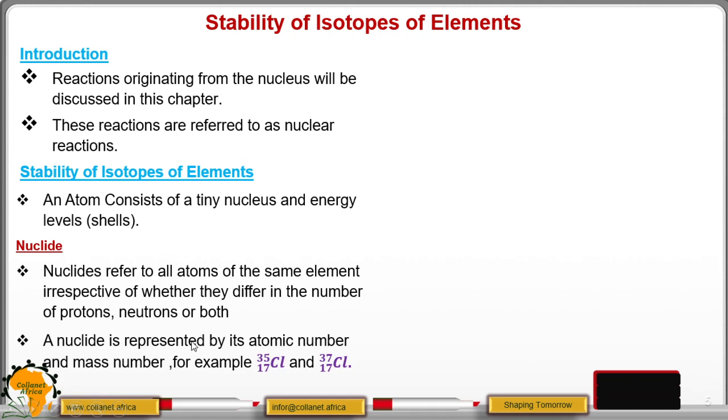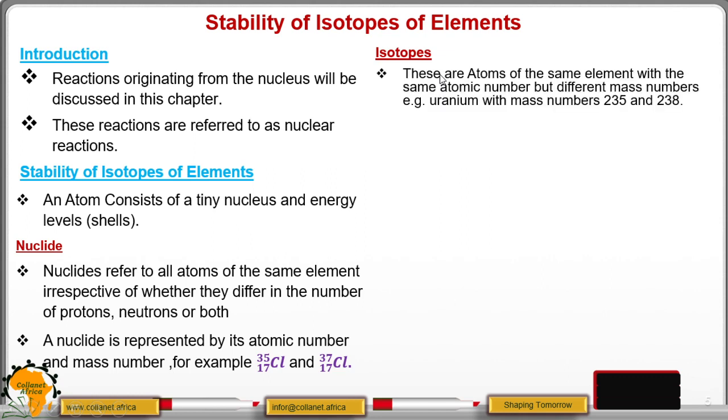Now these nuclides are represented by their atomic number and mass number. For instance, we have chlorine. The chlorine here is chlorine 35 and this one is chlorine 37. The two are referring to the same element, chlorine, but they have different composition, and therefore they represent different atoms. Therefore these are nuclides of chlorine.